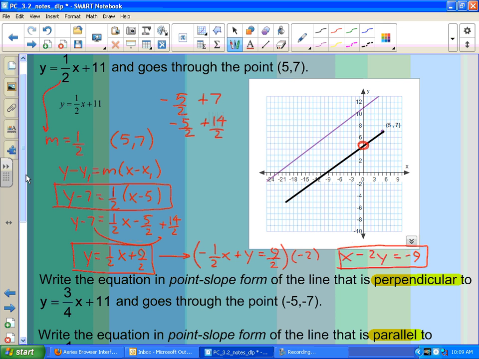Okay, how will that process change to go perpendicular? What's the only thing that's going to be different? I have to find a negative reciprocal slope. Which means, in that problem, my negative reciprocal of a 1/2 would be a negative 2.